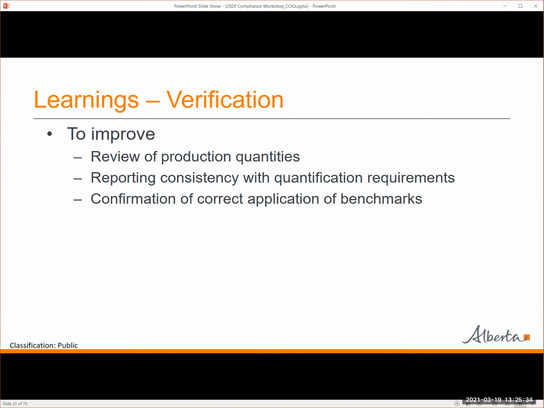So we've ported over and published the AQM that we had been using under the CCIR program, has been updated and has been published under TIER. So verifiers need to make sure that those quantification requirements are being followed for sources that they apply to. And also verifiers need to make sure that facilities are using the benchmarks that have been assigned to them in filing their compliance, so that the allocation rates are correct.